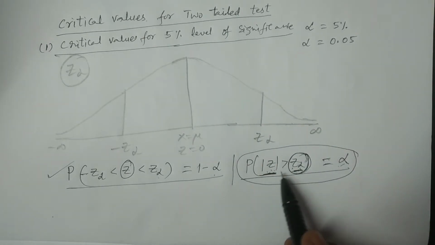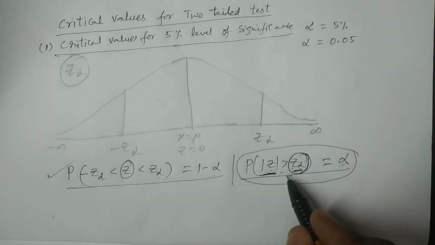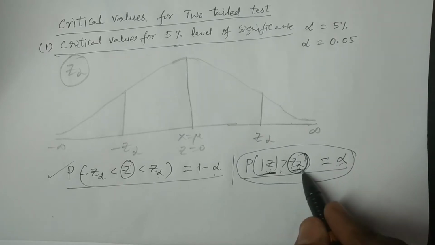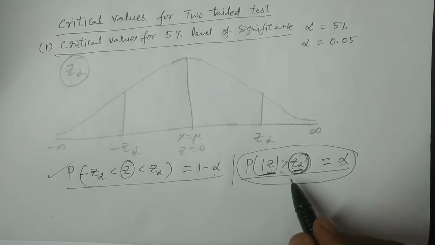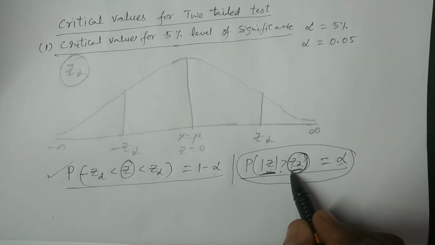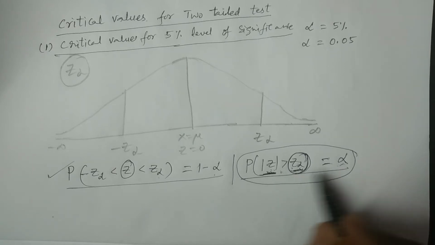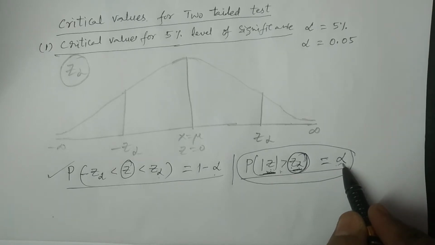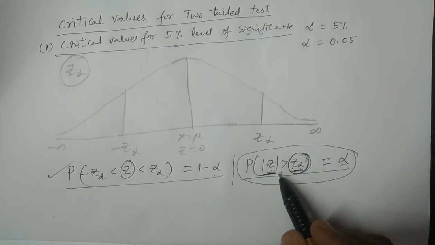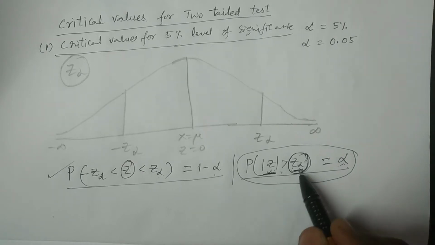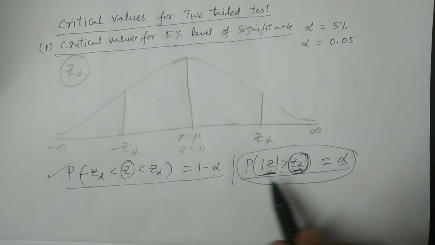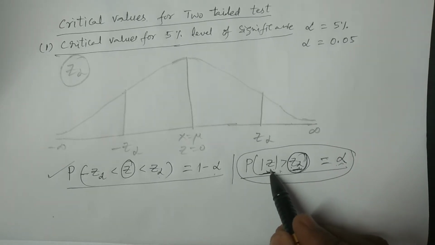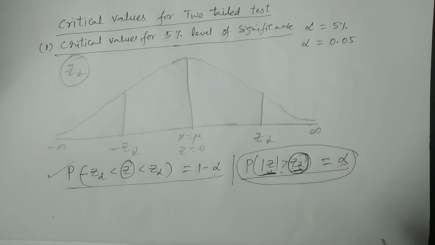Now you see further, if you extend this, probability of modulus of z greater than z alpha is equal to alpha. I explain again: this is the probability of rejecting H naught when H naught is true, and it is nothing but alpha. When we reject H naught, modulus of z is greater than z alpha, where this is the calculated value and z alpha is the tabulated value. Therefore, probability of modulus of z greater than z alpha is equal to alpha.